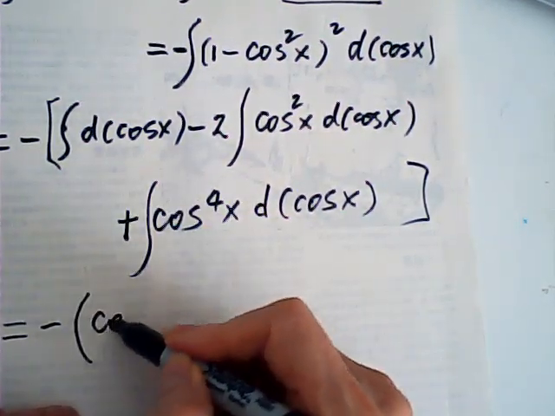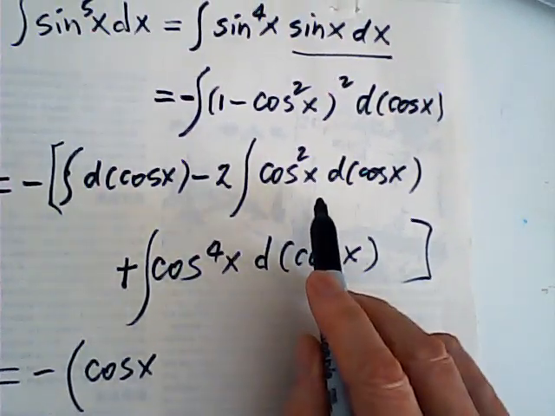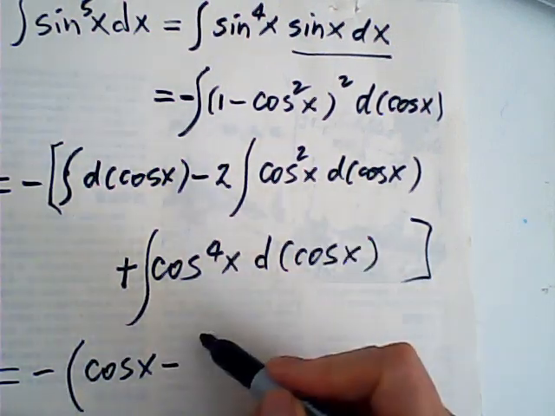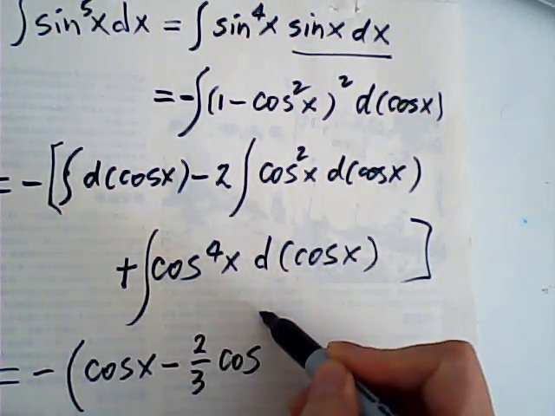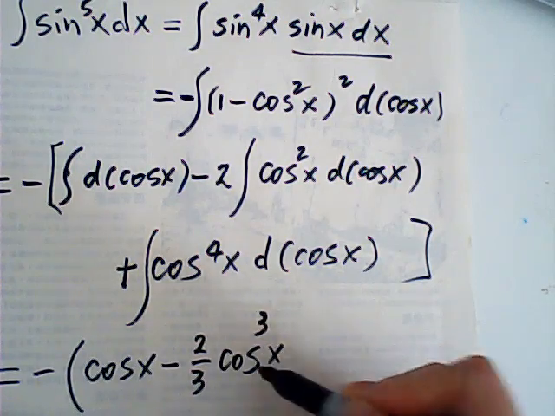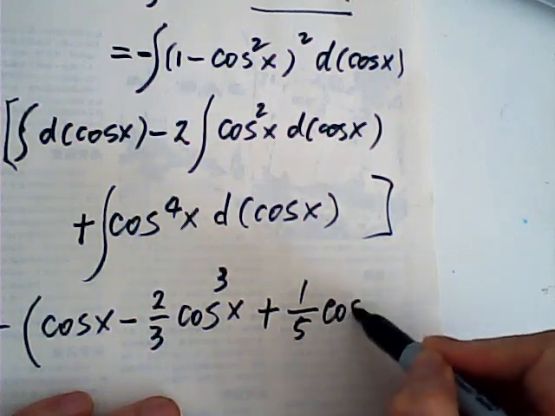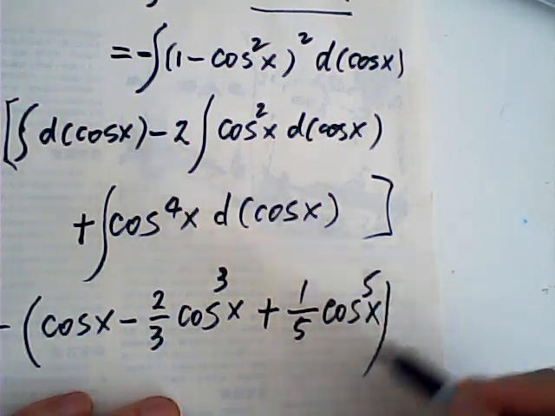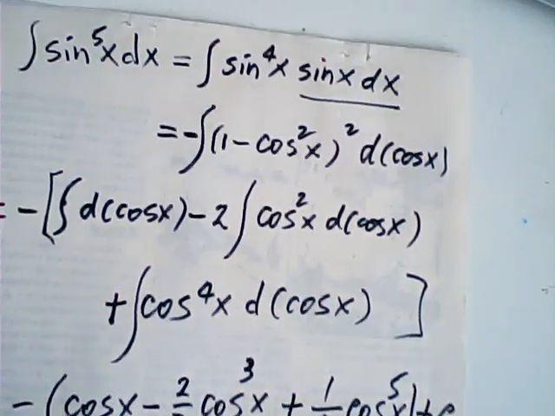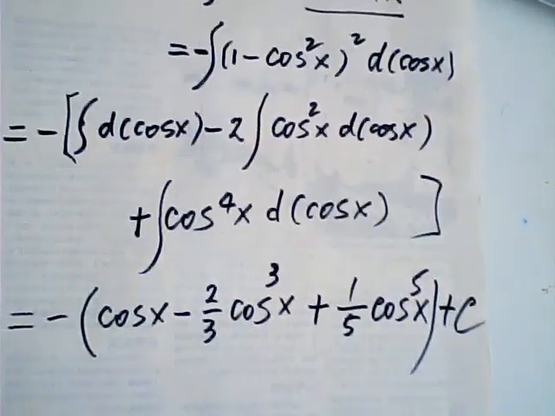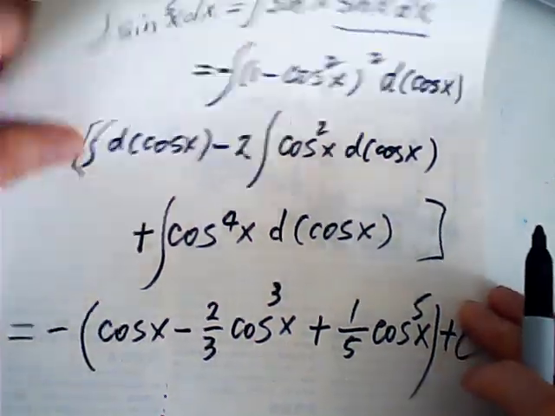This is the cosine x. And this one is equal to cubic, cosine cube x, plus this is cosine 5x over 5, plus c. Okay, the integration has been done. And if you want to simplify, just algebra.